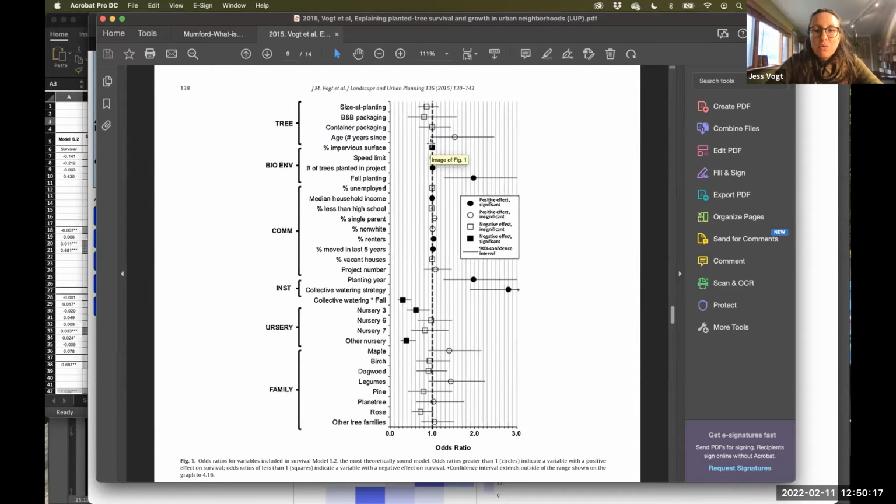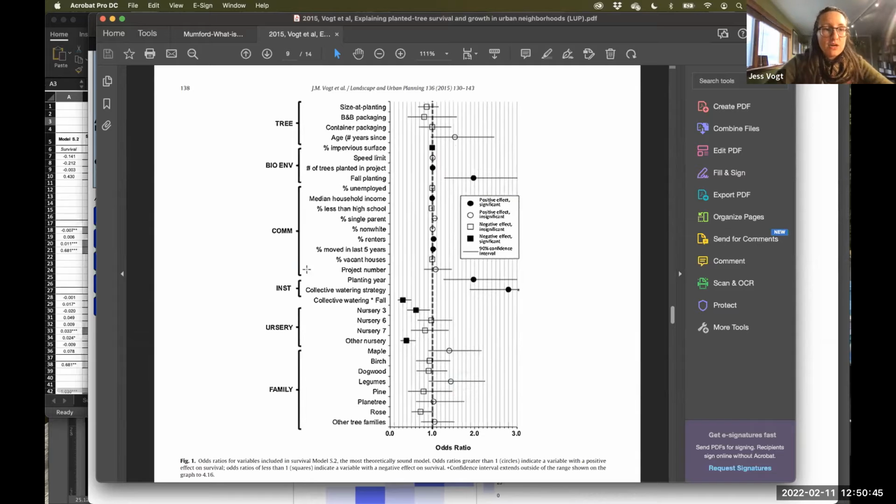But it's not one of the major variables here, unlike, for instance, fall planting, right? Trees that are planted in fall are almost twice as likely to survive, with an odds ratio of 2, as those that aren't. And we see a wide confidence interval, but it's far away from 0. So this was one of the ways we summarized survival results in this particular paper.